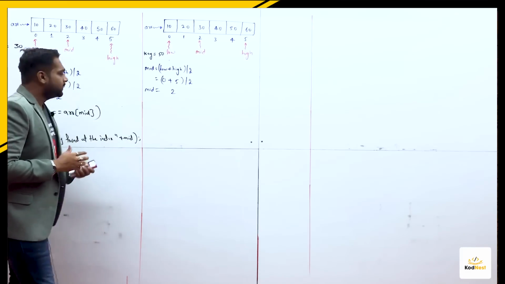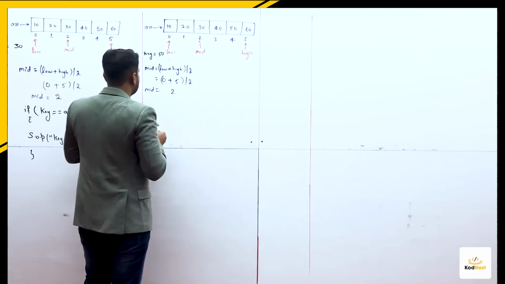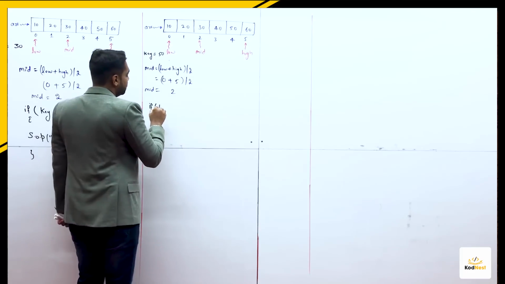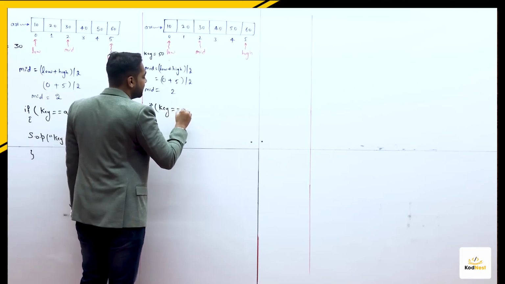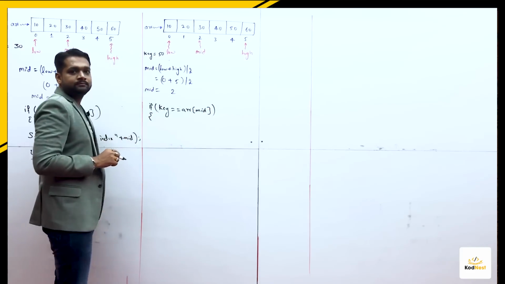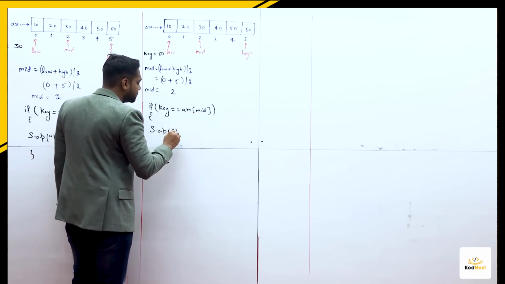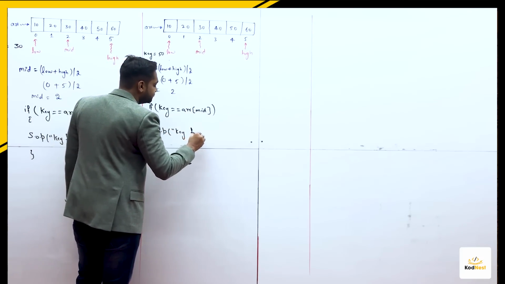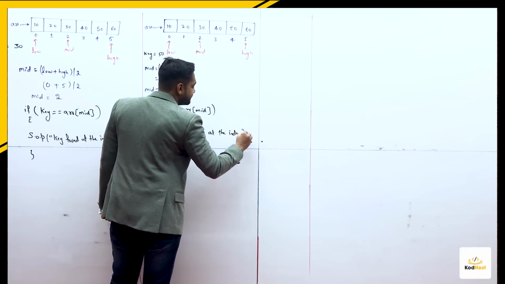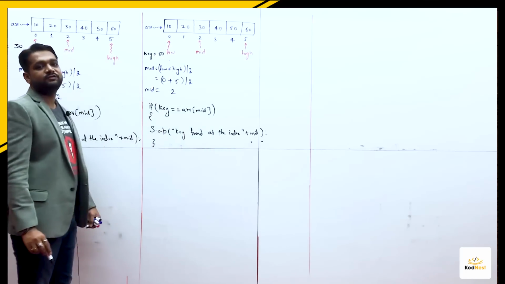Next, once you calculate mid, what you have to do? Here also you have to check if the key is matching with array of mid or not. And if it is matching, sir, proudly tell that key is found at the index, whatever is there in mid. Closing of the if.